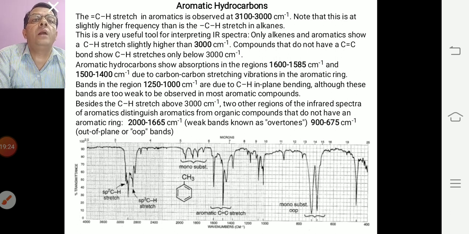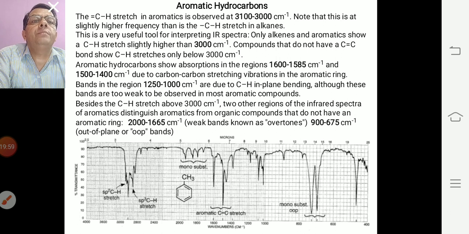Aromatic hydrocarbons show absorption in the region 1600 to 1585 per centimeter, and 1500 to 1400 per centimeter due to carbon-carbon stretching vibration in the aromatic ring, and bands in the region 1250 to 1000 per centimeter are due to CH in-plane bending. Although these bands are too weak to be observed in most aromatic compounds.